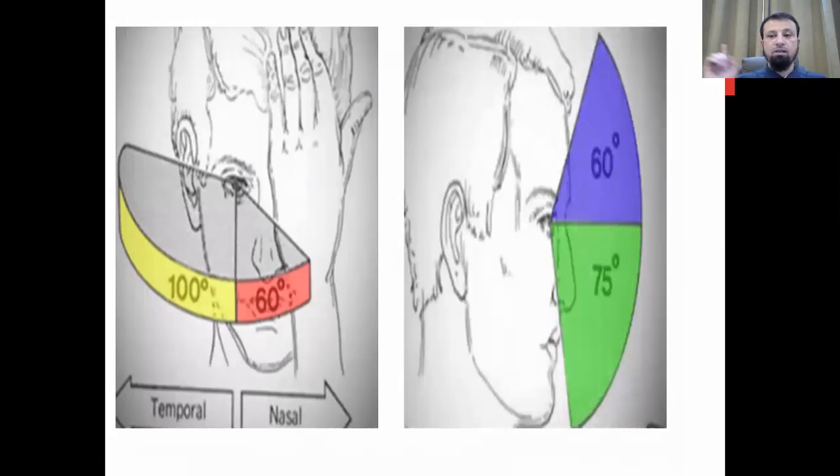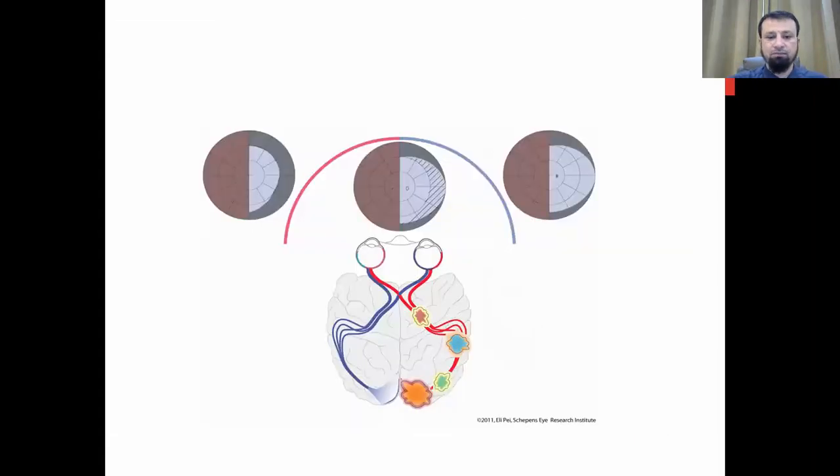This is for the horizontal. For the vertical, we have 60 degrees up and 75 degrees down, so 135 degrees. In total, for both eyes we have 180 degrees of vision horizontally, and from the vertical, 135 degrees of vision.